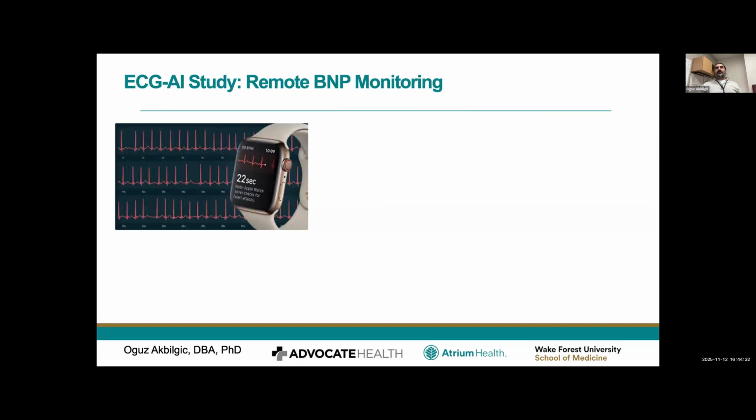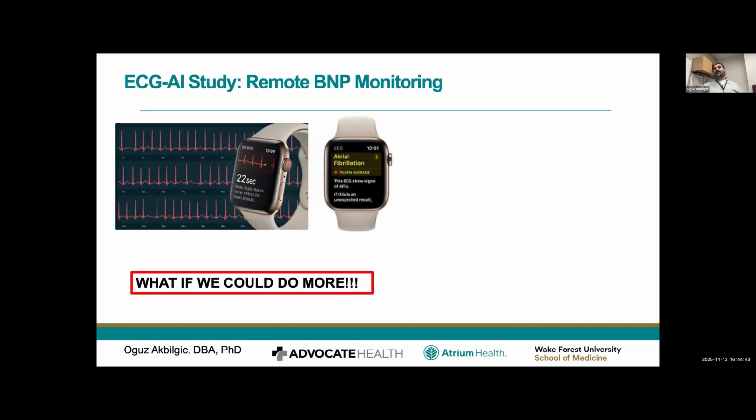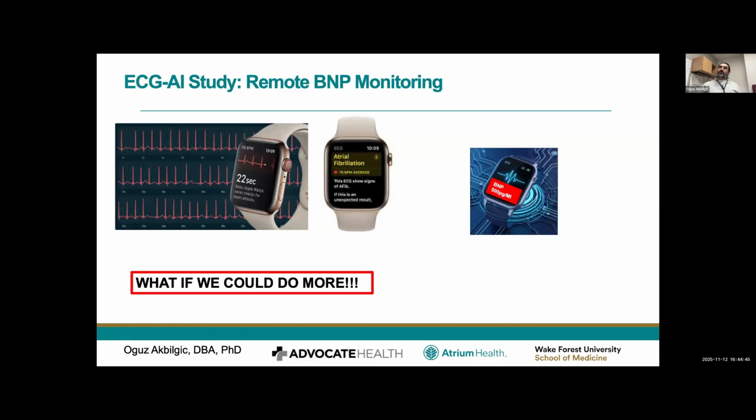And I think many of you have seen this: the electrocardiogram capability of the Apple Watch came out in 2017. But all it does is atrial fibrillation detection. Now we say, well, what if we could do more? What if we could also estimate the BNP from the ECG in the Apple Watch?